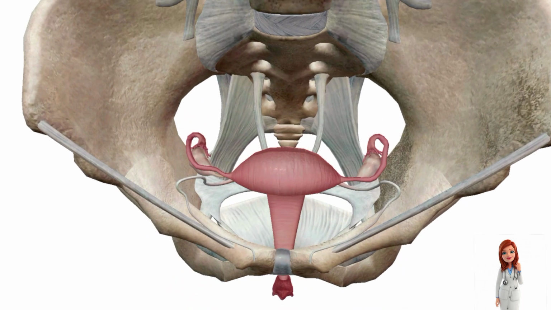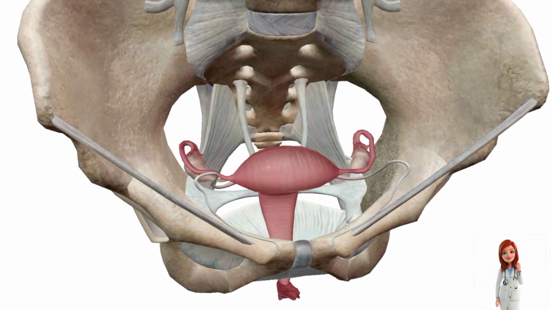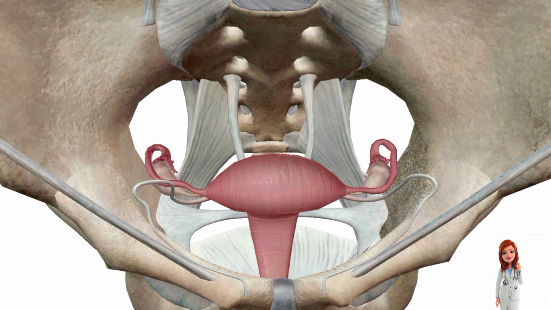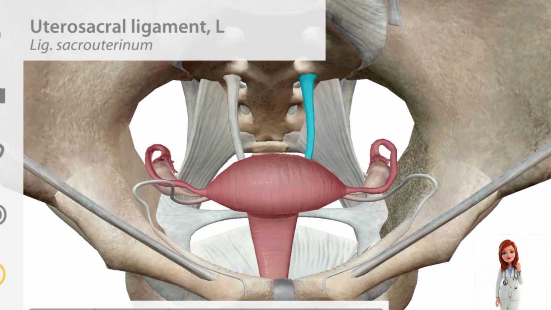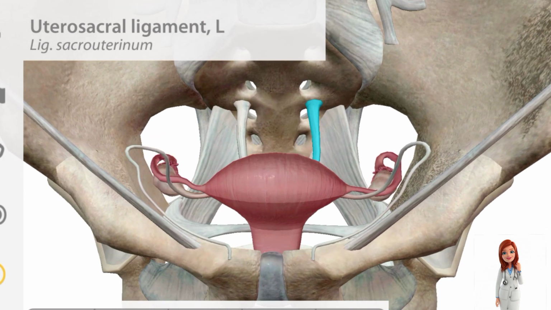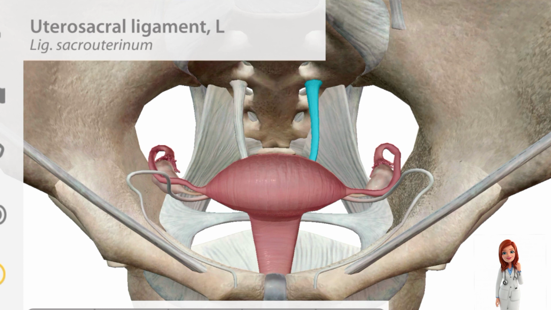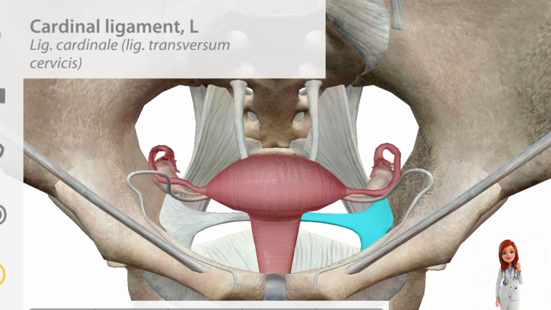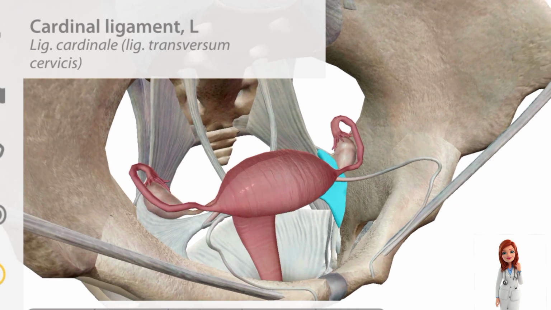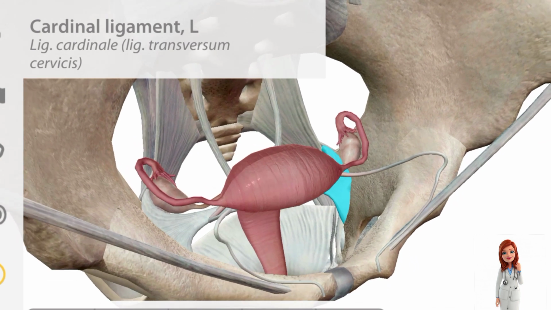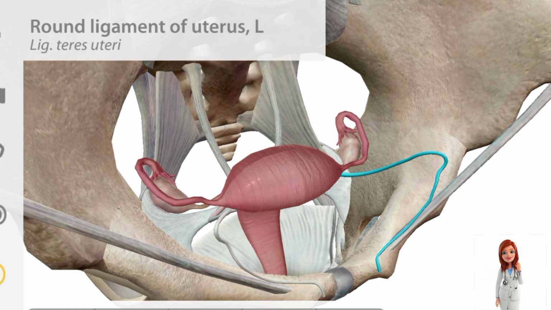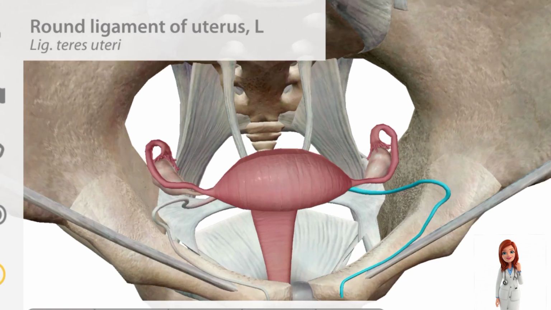Incorporating the skeletal element into this 3-dimensional view of the uterus, we can learn about the ligaments of the uterus. The first one is the uterosacral ligament. Another one is attached to the neck of the uterus, which is known as the transverse cervical ligament, also known as the cardinal ligament. The third ligament of the uterus is also known as the round ligament, which is present over here, which is highlighted in blue on both the sides.